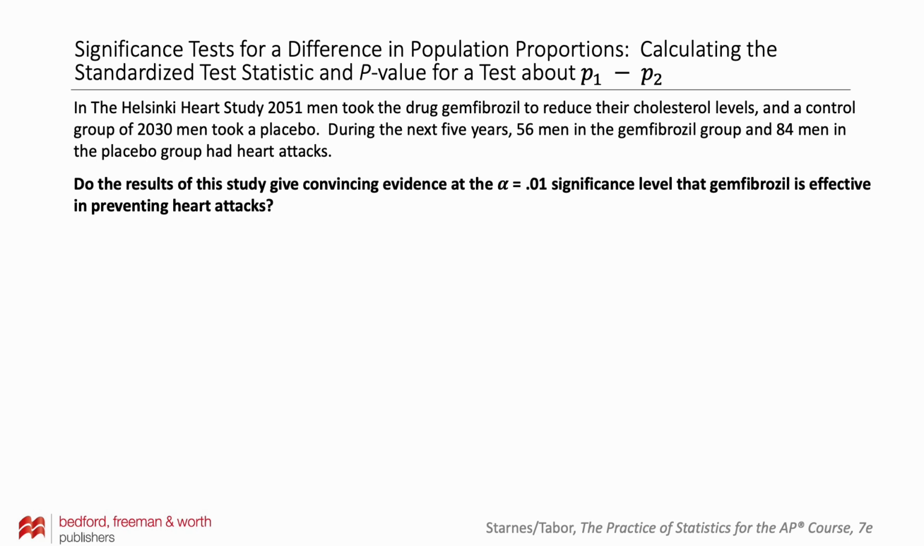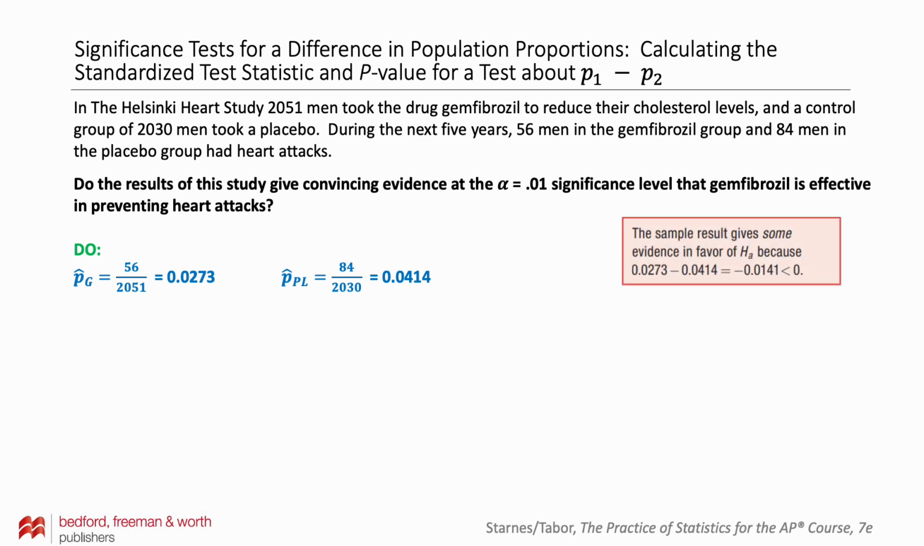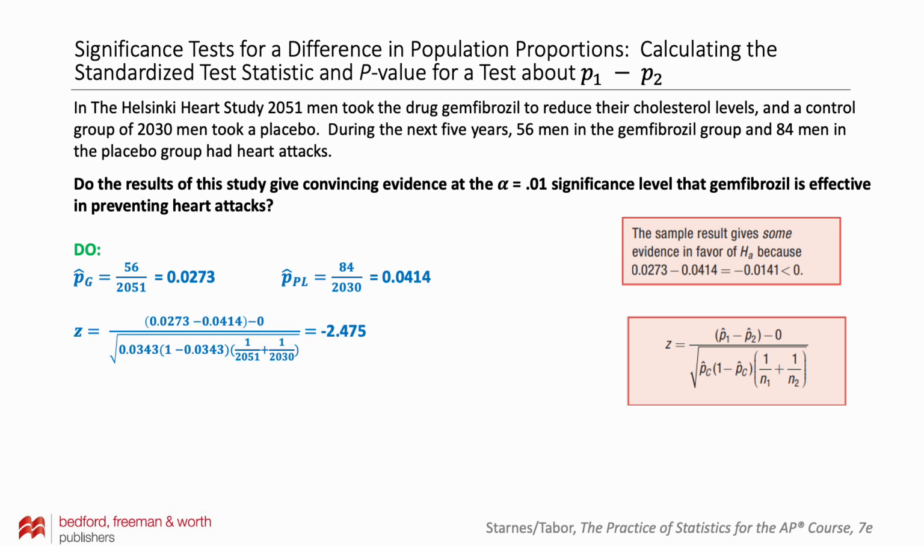Now we're going to move on to our third step, which is the do portion. In the do portion, we do need to write our statistic, which is our p hat sub g is 56 out of 2051, and our p hat of the placebo is 84 out of 2030. And remember, to find our standardized test statistic, we need to find our statistic, which is the difference between the two.